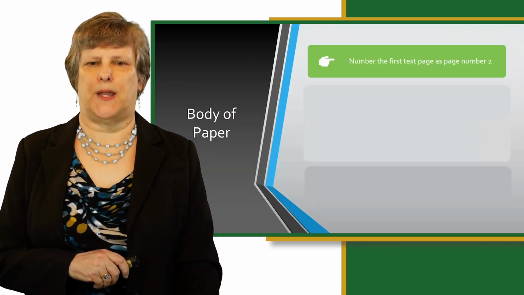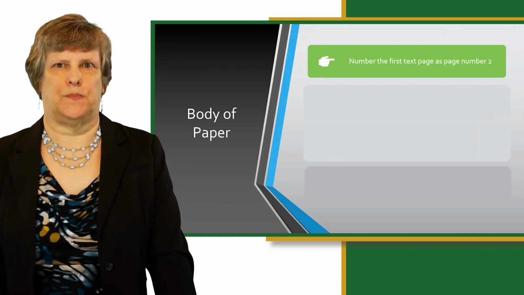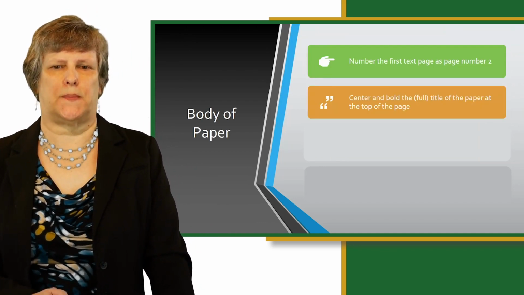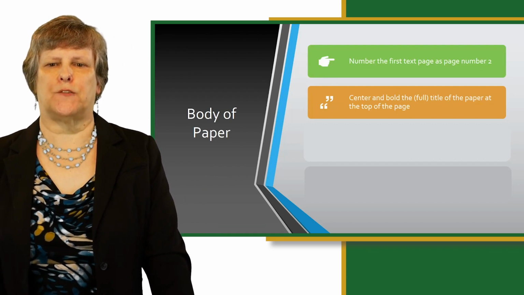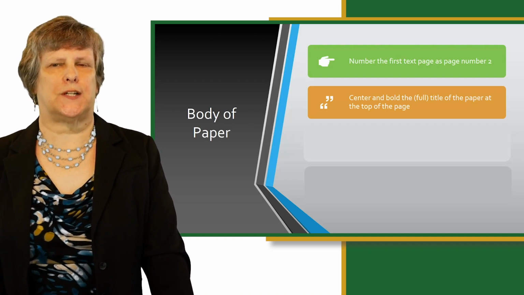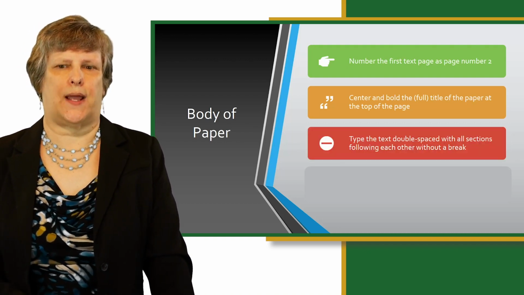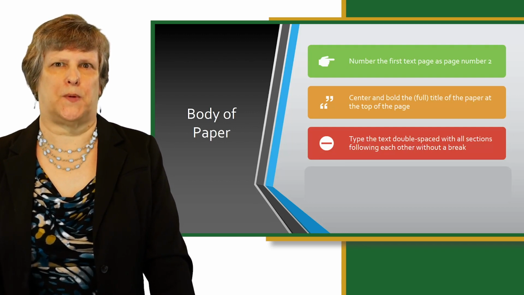Now, the body of the paper, you want to number the first text page as page 2. Remember, the cover sheet is page 1. Center and bold the full title of the paper at the top of the page. No more short titles. Those used to be up in the running head. We're not worried about short titles at all. You put the full title of the paper.